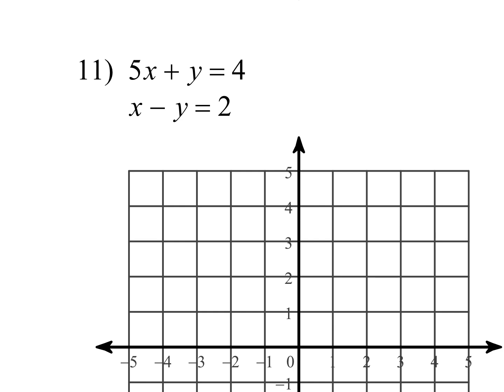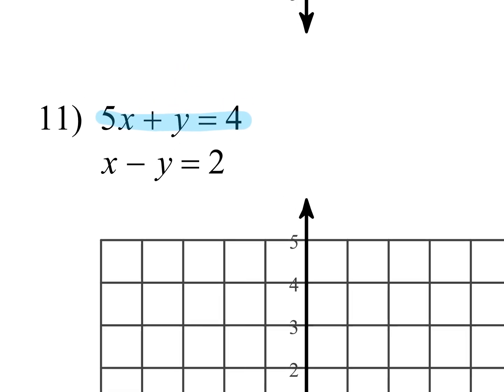So with 11, there's two different ways that we could solve. You could either put it in slope-intercept form, or you can graph it by finding your x and y intercepts. So for our first line, I'm going to do it that way just so it's a little bit different than how we graphed the other two. For the first one, let's find our x-intercept first. How do we find the x-intercept?